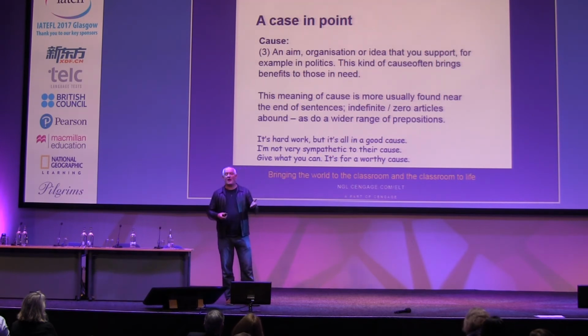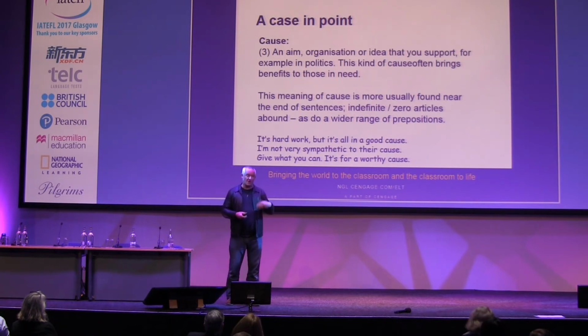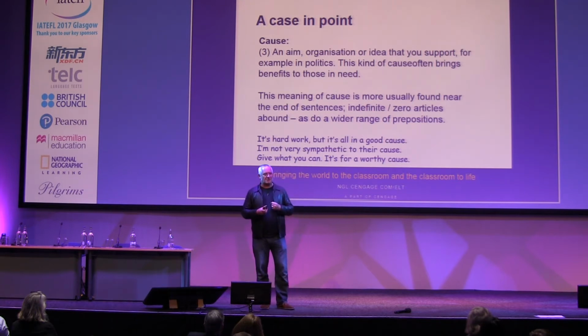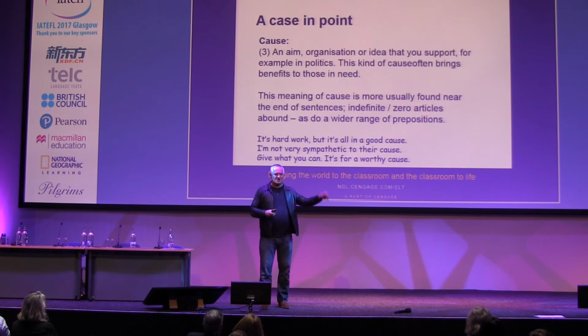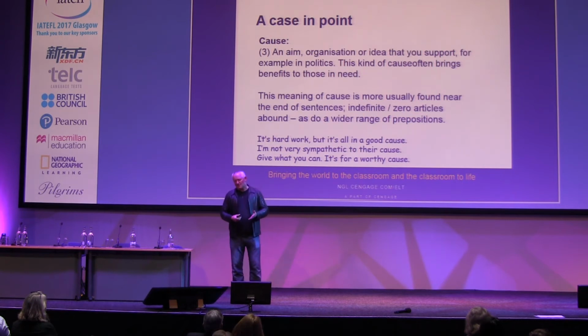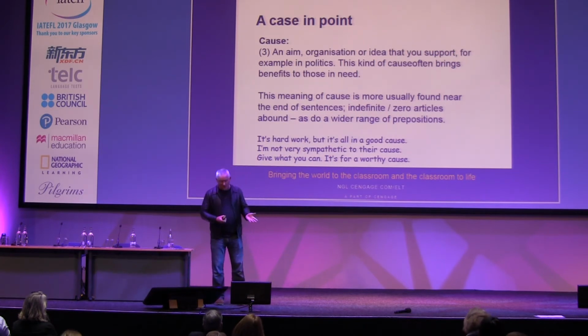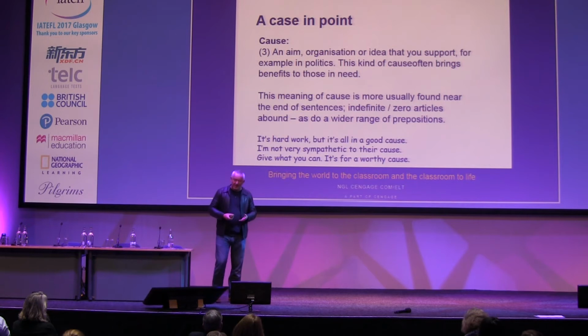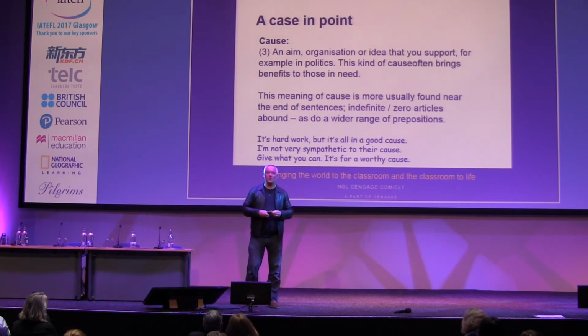So, those of you who come from languages where articles are a huge problem for you or for your learners, so if you're coming from Slavic languages, for example, and you're stressing about articles and you're worried about the 86 different rules that someone once told you there were for article use, it's actually much more complicated than that, I think, because you change the meaning of a word, you change the article that's frequently used with that particular word. And they're also used with a wider range of prepositions. So with this meaning of cause, you get things like, "It's hard work, but it's all in a good cause." "I'm not very sympathetic to their cause." "Give what you can, it's for a worthy cause."